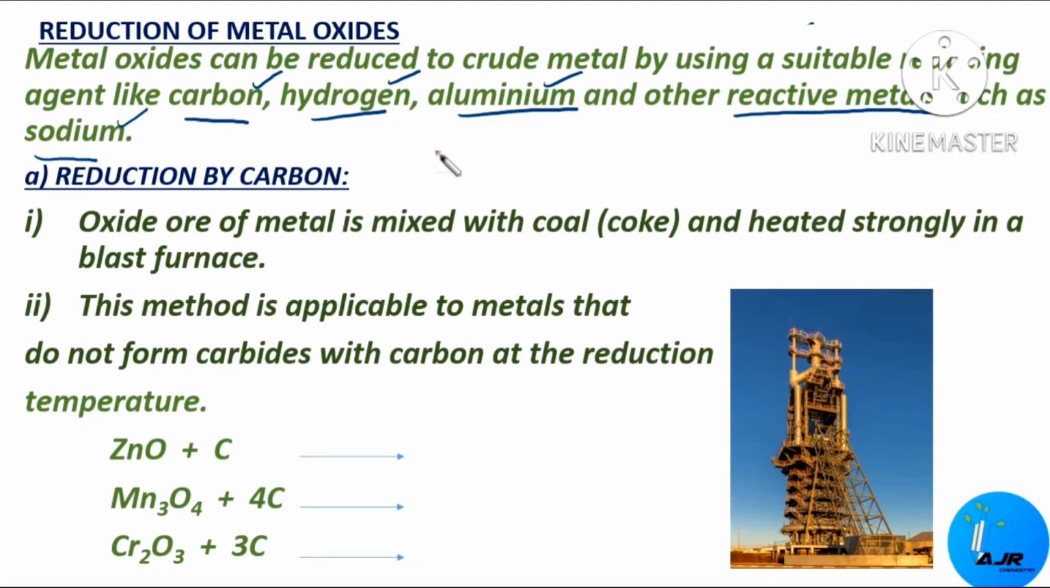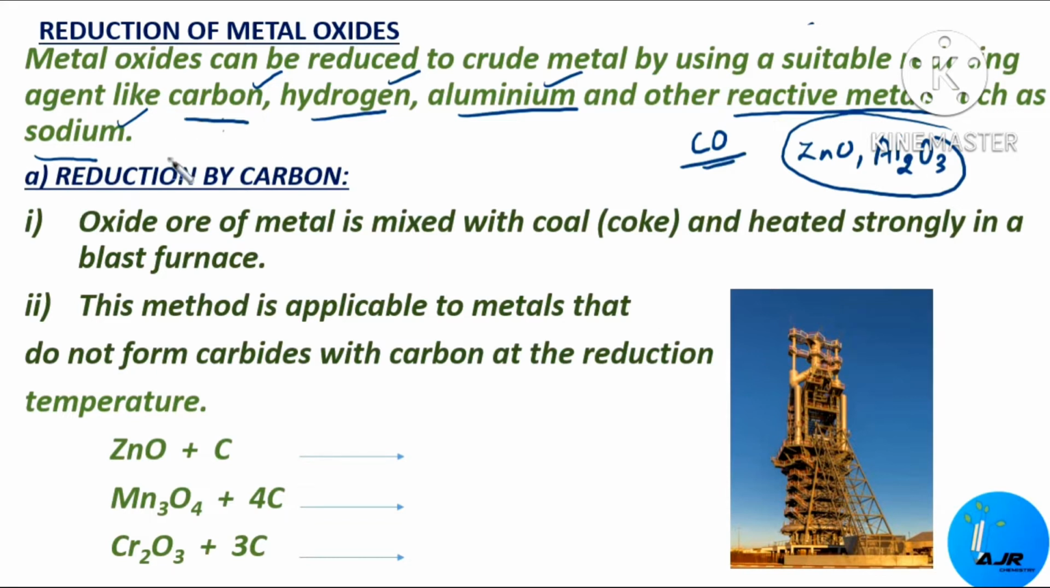For example, carbon cannot be used as a reducing agent for the reactive metals such as sodium, potassium, aluminum, etc. Similarly, carbon monoxide, CO, cannot be used to reduce oxides such as zinc oxide and Al2O3, whereas carbon cannot be used as a reducing agent for the reactive metals such as sodium, potassium, and aluminum.